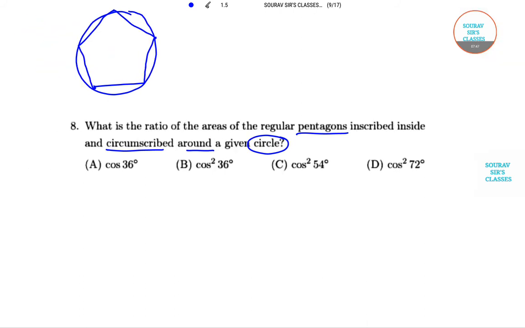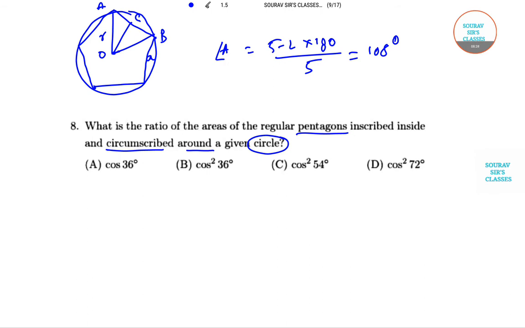So if this is the origin, this is O, then we have a straight line. So this is O, R, A, B, and this one is C. Let the length be A here. So the angle A is, according to the formula, I hope you know, angle A equal to 5 minus 2 into 180 degree, and it's a pentagon, so divided by 5, so this is 108 degree. Okay, so angle OAB is half of it, that is 54 degree.